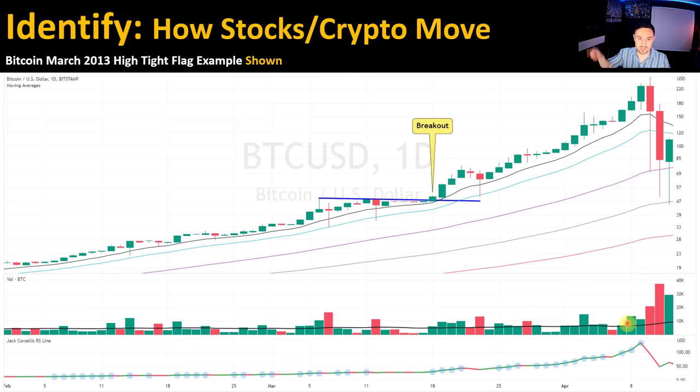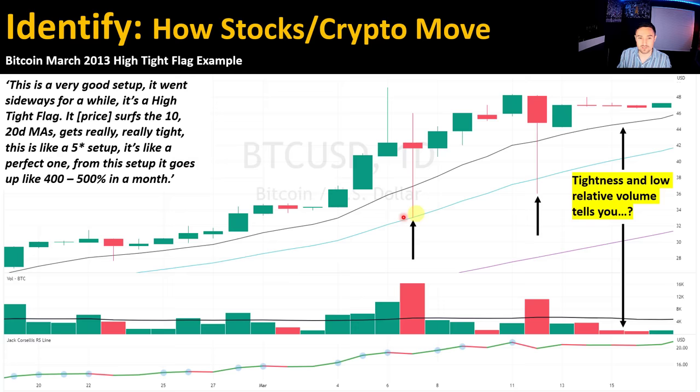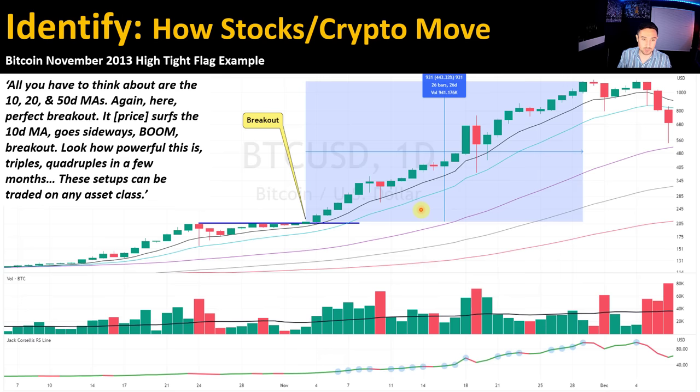Up, sideways, right? This one here, Bitcoin, March 2013, high tight flag example. I'm just going to whiz through this one. It's got loads of examples here. Oh, this is one I was just showing you here. There's the before, there's the after. Absolutely textbook. Next one here, Bitcoin, November 2013, high tight flag. All you have to think about are the 10, 20, and 50-day moving averages. Again here, perfect breakout. Look at this here. It being price, surfs the 10-day moving average, goes sideways, boom, breakout. Look how powerful this is. Triple, quadruples in a few months.